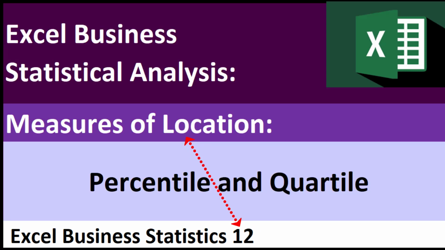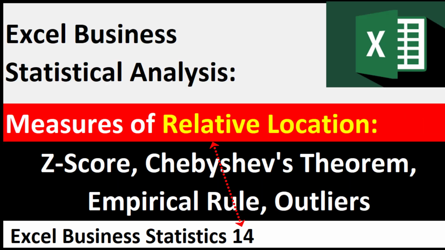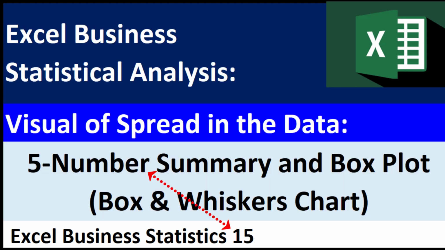Then in video 12, we'll study percentiles and quartiles, which is all about location, but not always in the center. Then we'll study one of the most important topics in statistics, variation. In particular, we'll learn all about standard deviation. And then in video 14, we'll talk about relative location and the amazing z-score and the theorems and rules that go along with it. And finally, we'll close it out with the famous 5-number summary.